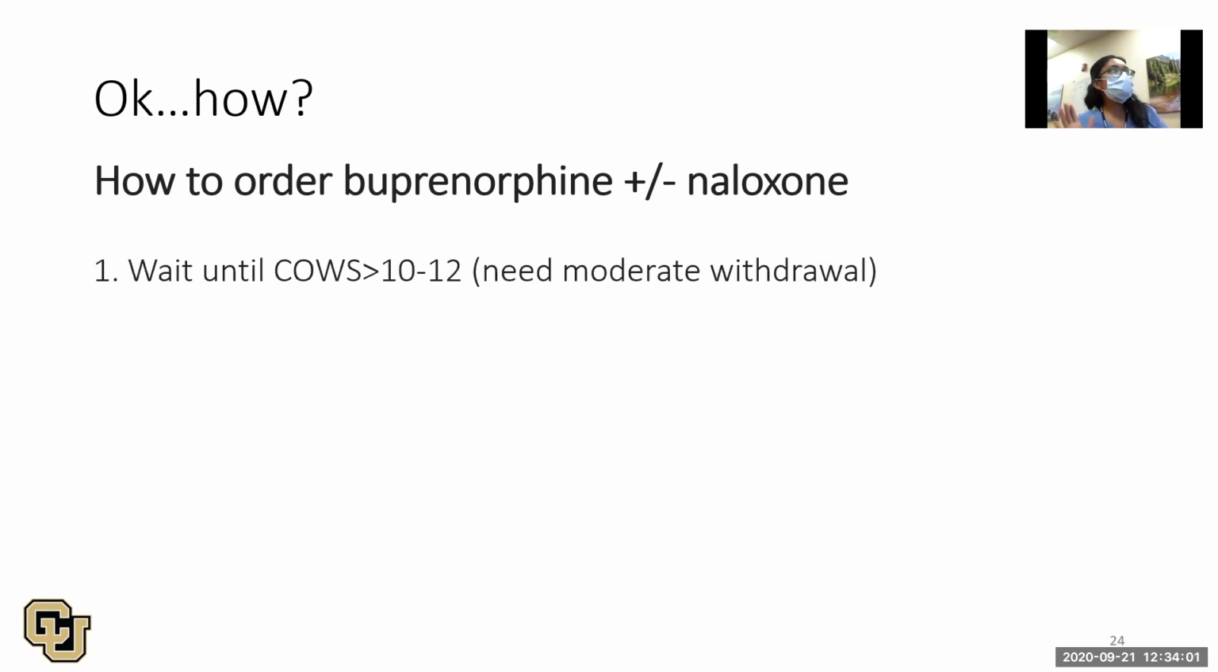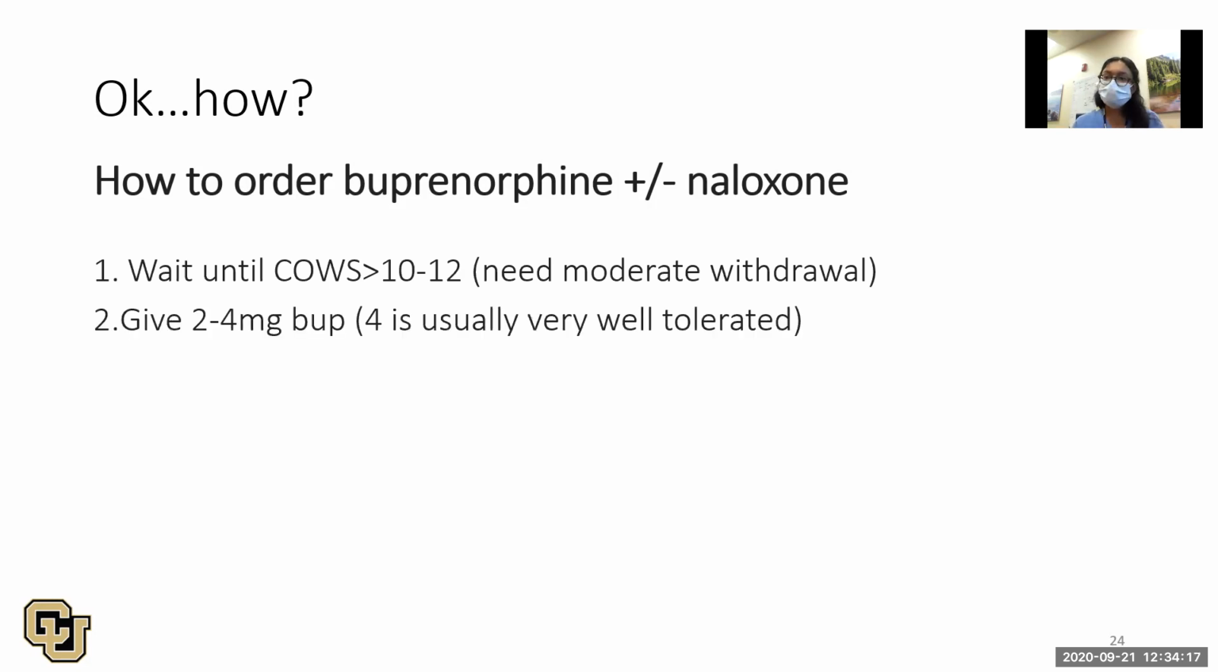You wait until the patient is in withdrawal. This relates to the question that was just asked. You want the COWS scale to be around 10 to 12. They need at least mild withdrawal, but ideally they should be in moderate withdrawal, so you're actually going to put people into withdrawal. Once the withdrawal has started, you give them 2 to 4 milligrams of buprenorphine. Usually 4 milligrams is really well tolerated, so you can use that dose.